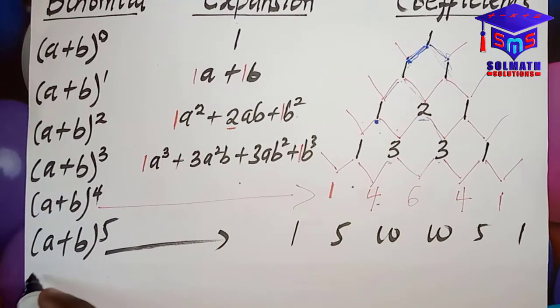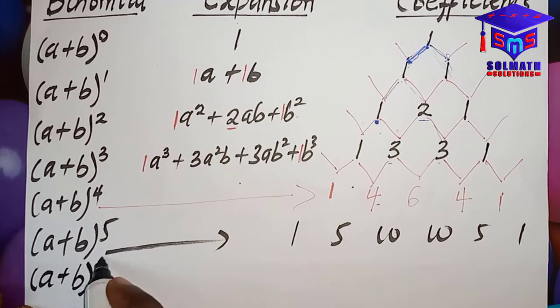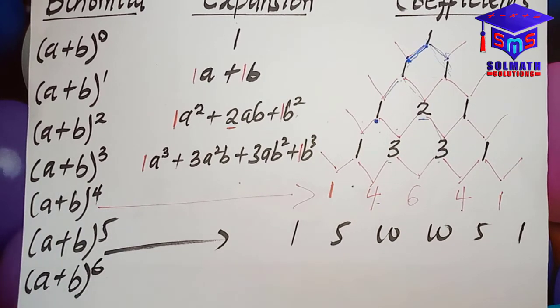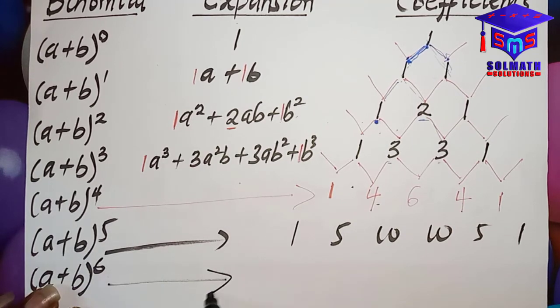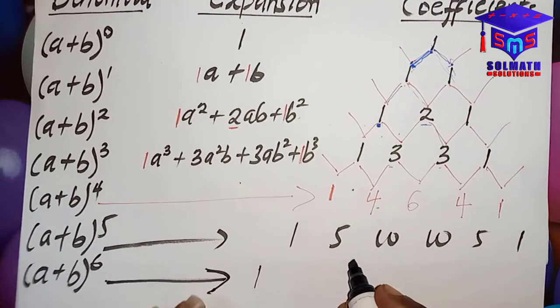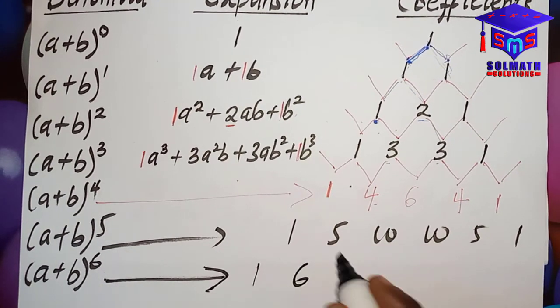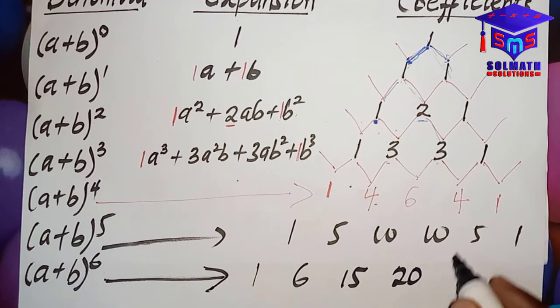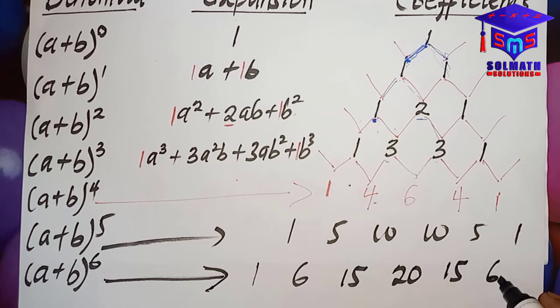Now let me leave you with this. To the power 6, a binomial a plus b to the power 6. Try and write out the coefficients in the Pascal triangle. Alright, so that is very simple. The first one is going to be 1, and as we know, 1 plus 5 will be 6, 5 plus 10, 15, 10 plus 10, 20, 10 plus 5, 15, 5 plus 1, 6, and then 1 plus nothing, 0 is 1.